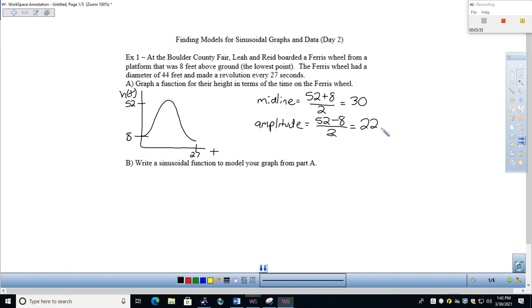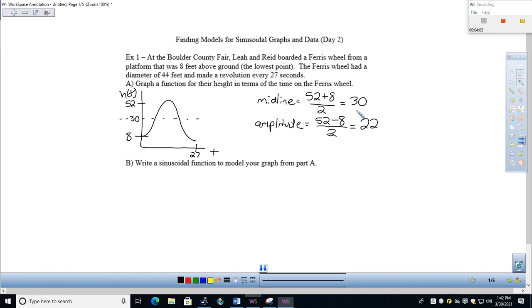All right, great. So let's put those into the mix, or at least the midline. So there's the y equals 30. I'll just throw a 30 right there. And you can kind of see how far is it from this midline up to the top. It's 22 units from 30 up to 52, or it's 22 units down from the 30 to the 8. So the amplitude is 22 here.